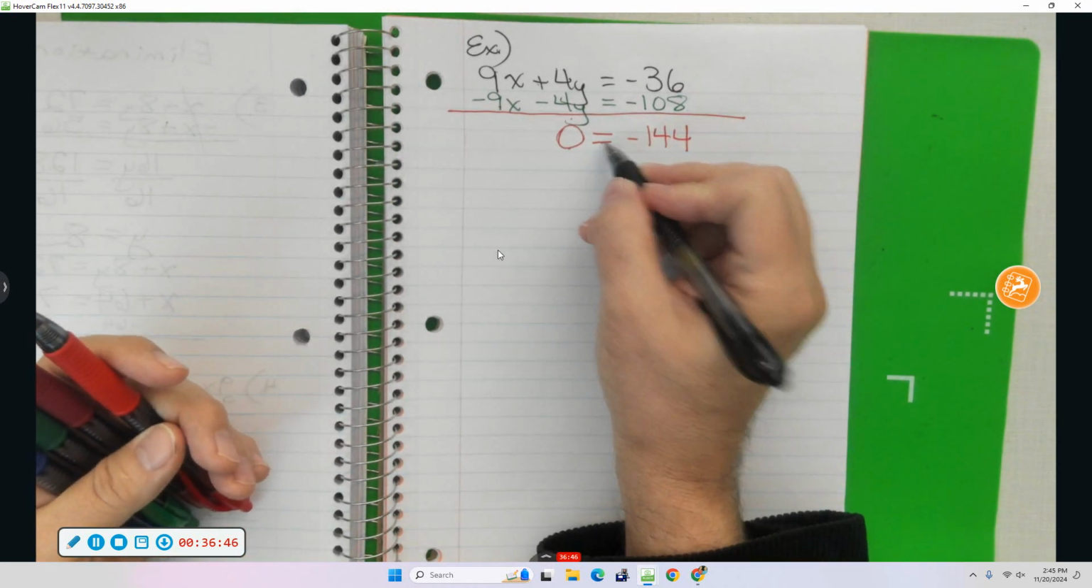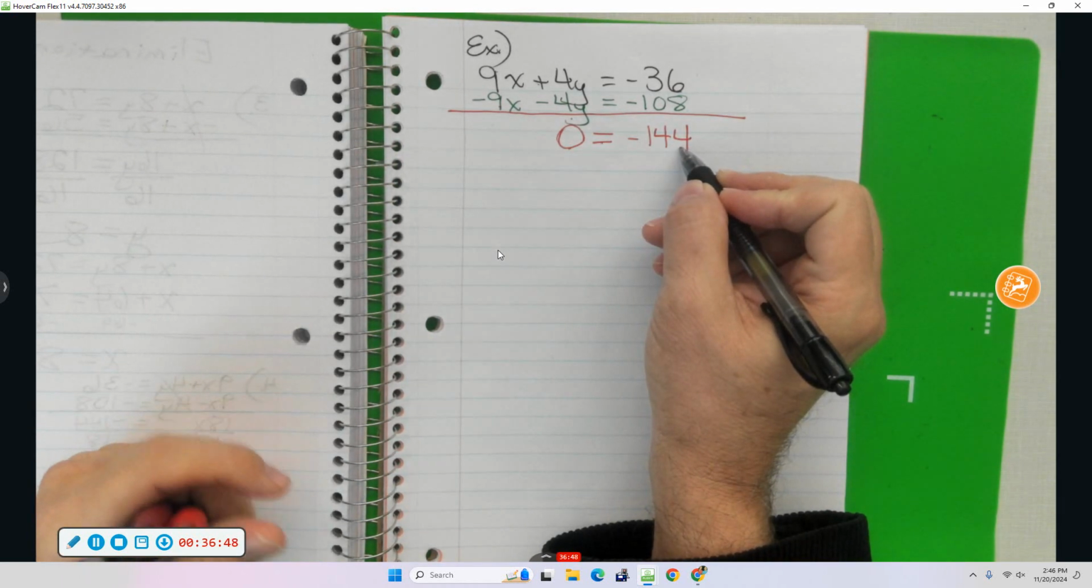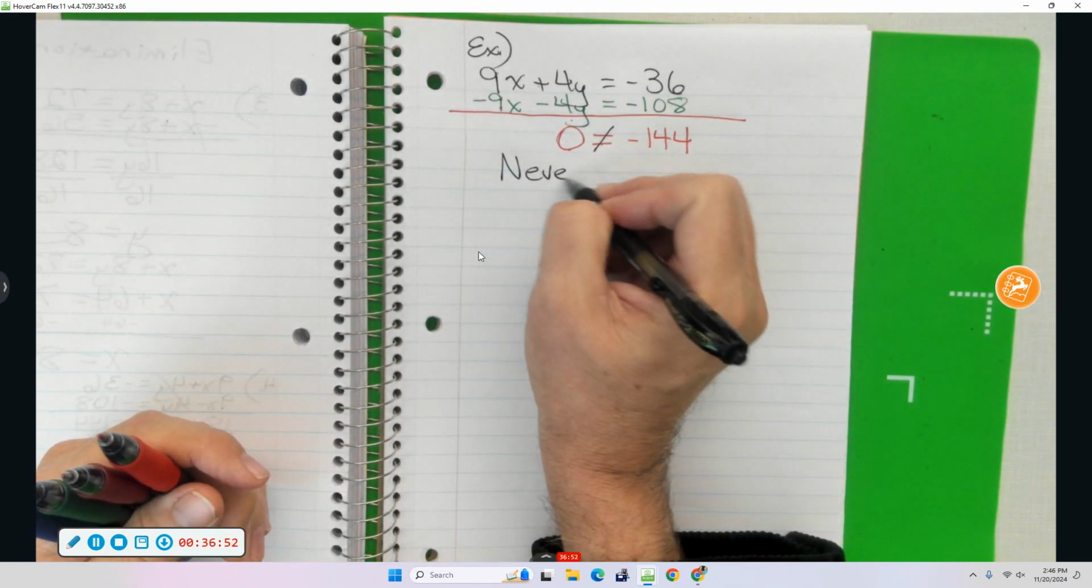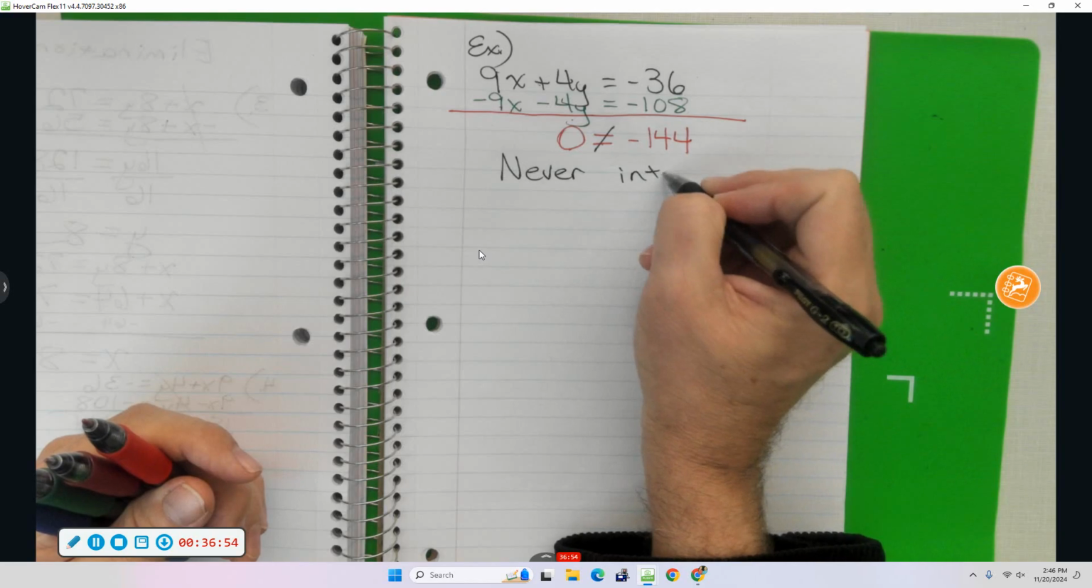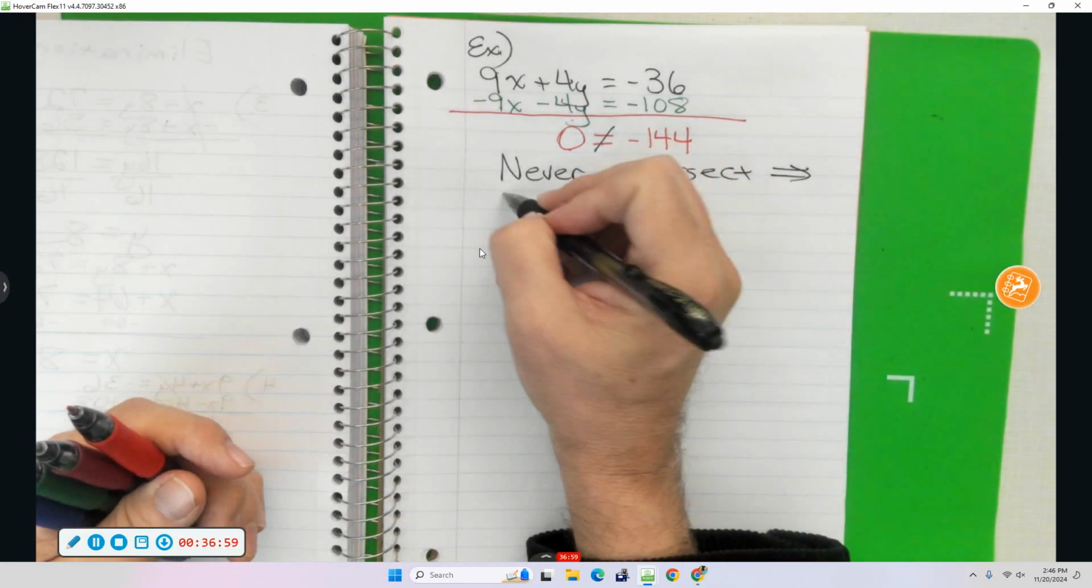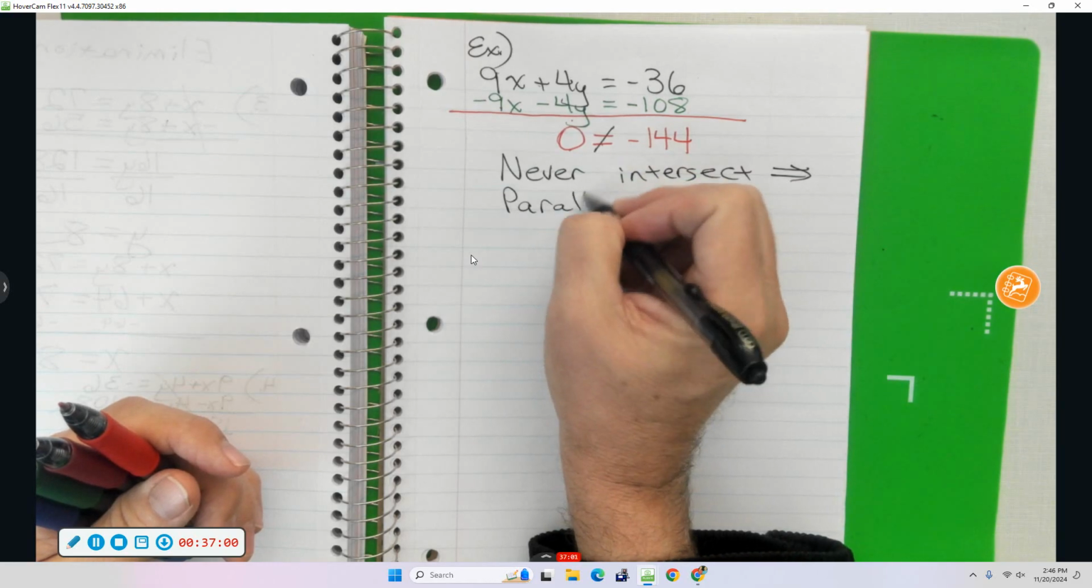0 never equals negative 144, so these lines never intersect. They're parallel lines, which means there is no solution.